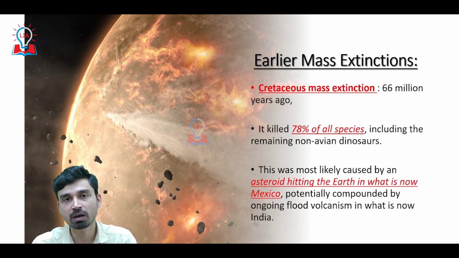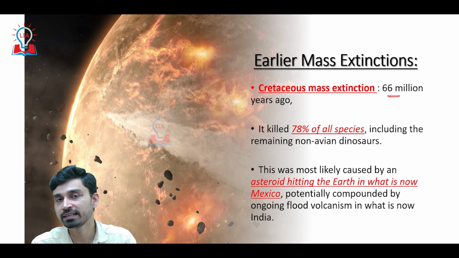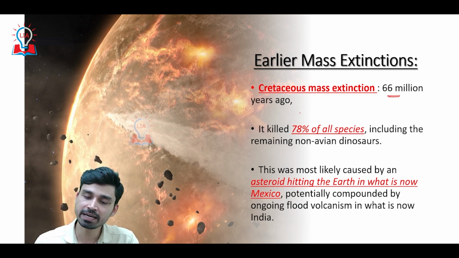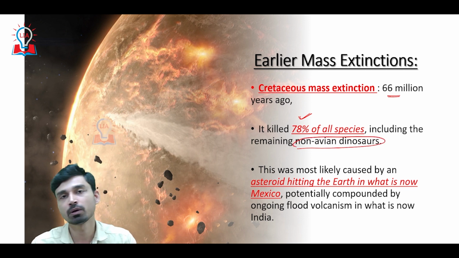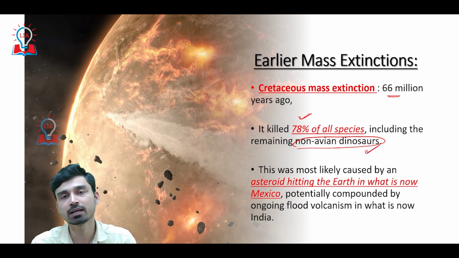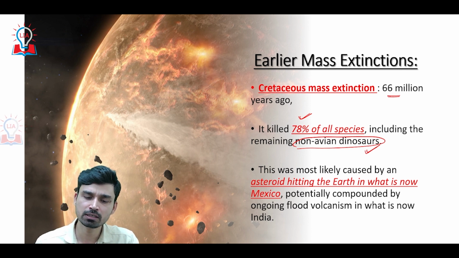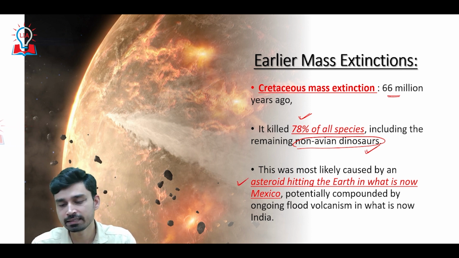And the last mass extinction that happened just 66 million years ago is called the Cretaceous mass extinction, where 78% of all species, including the remaining non-avian dinosaurs, were lost. Because in the last mass extinction some of the dinosaurs might have lived, but in this mass extinction all the remaining dinosaurs were completely killed. And this again is believed to be the result of an asteroid hitting the Earth in the region which is currently the country that we call Mexico.